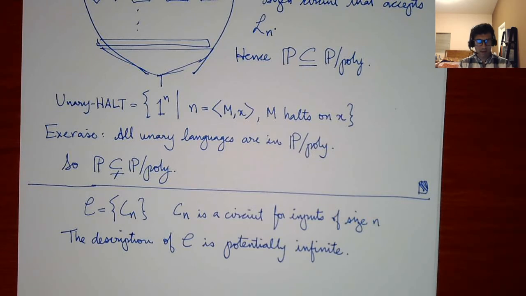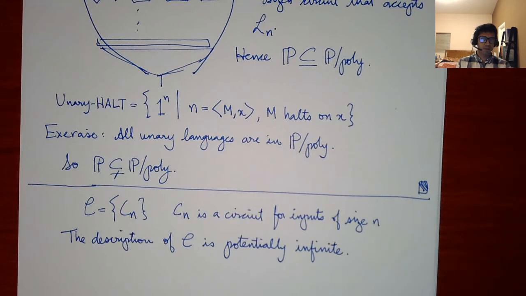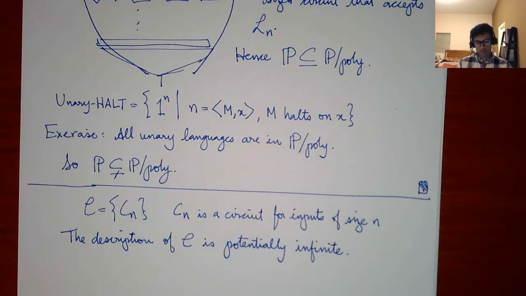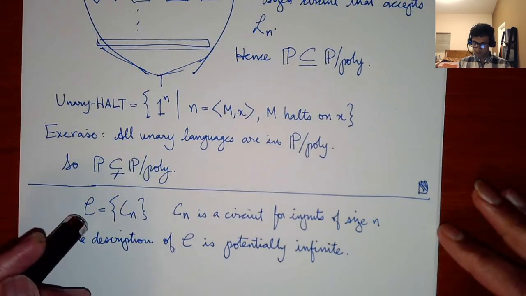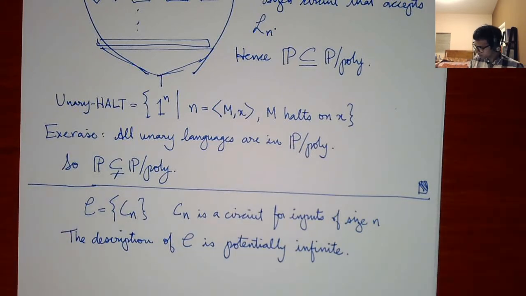On the other hand, there cannot be any Turing machine that decides the same language. For any individual circuit, if you fix n, you can construct a Turing machine that simulates the behavior of that circuit. But essentially, you would need infinitely many Turing machines to be able to simulate the circuit family. Does that make sense?